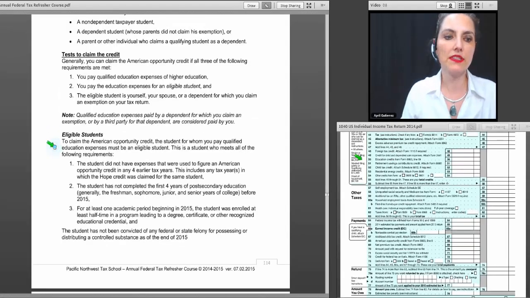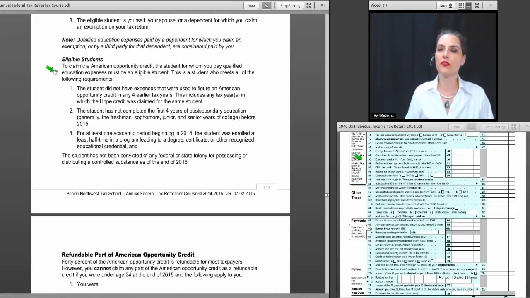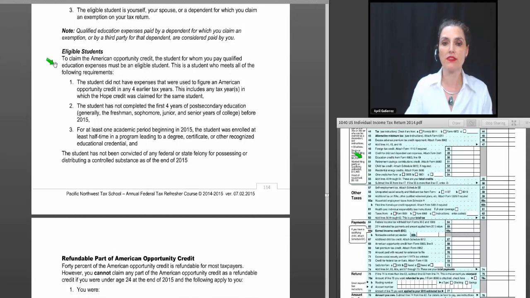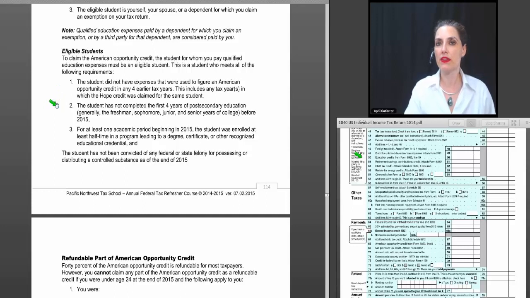Eligible students: to claim the American Opportunity Credit, the student for whom you paid qualified educational expenses has to be an eligible student, and this is a student who meets all of the following requirements. The student did not have any expenses that were used to figure the American Opportunity Credit in any 4 earlier years. This includes any year where the Hope Credit was claimed for that same student. Also, the student must not have completed the first 4 years of post-secondary education. That typically means they don't hold a bachelor degree.